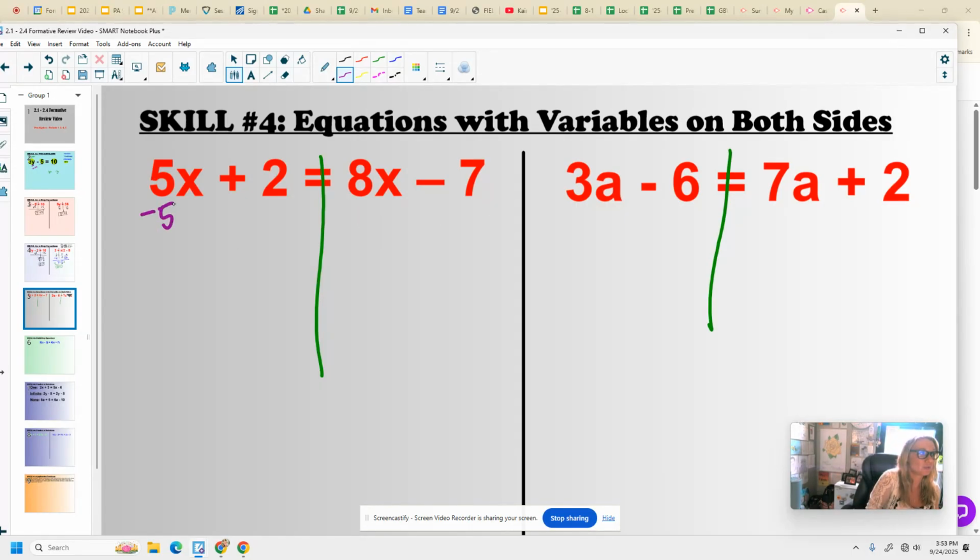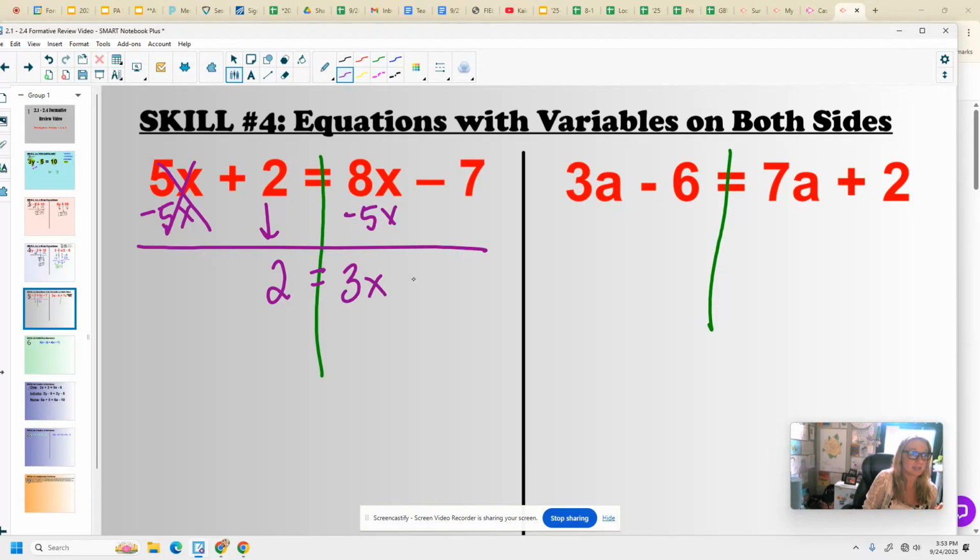So I'm going to subtract it from both sides because it's positive. And then if I move from left to right, 5x minus 5x cancels out. Bring down my 2. 8x minus 5x is 3x, and then I still have minus 7.